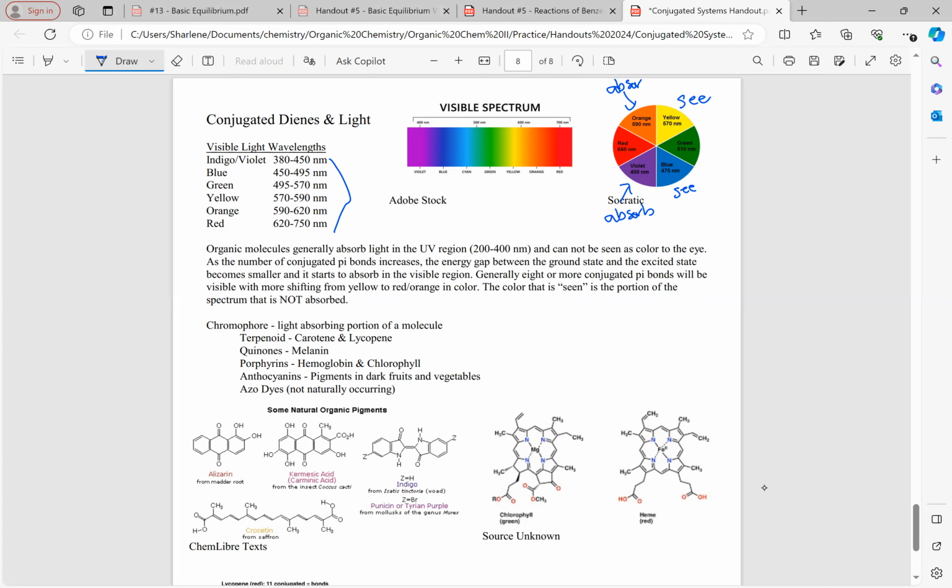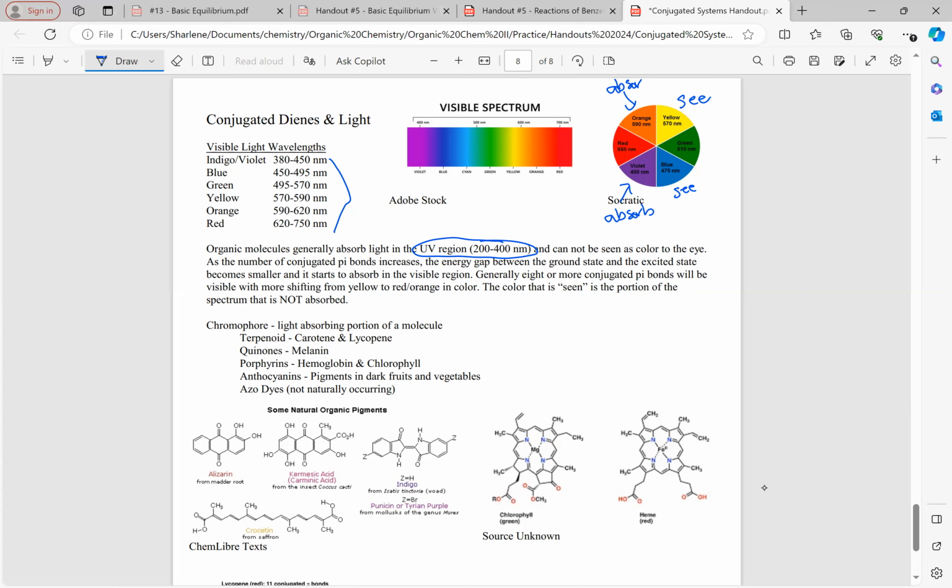Well, organic molecules generally absorb light in the UV region, which is somewhere between 200 and 400 nanometers, and we can't see that. Now, do we have equipment that can see it? Well, yes, but not our eyeballs. All right. As the number of conjugated pi bonds increases, that energy gap between the ground state and the excited state gets smaller, and it will start to shift to absorb into the visible region.